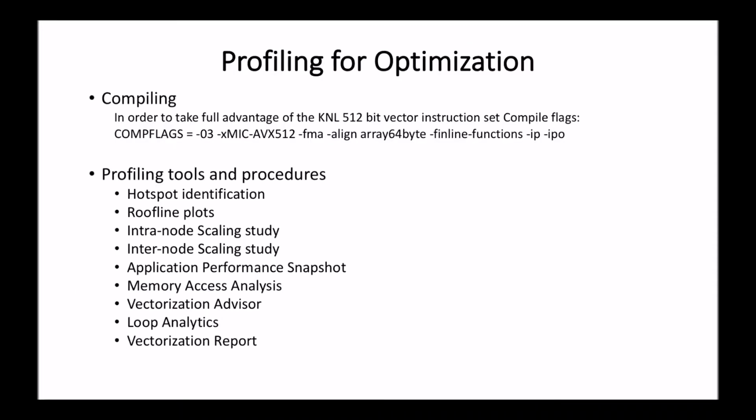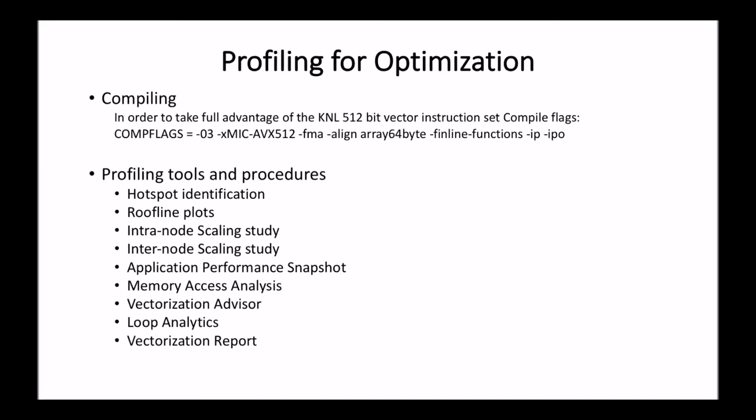Okay. So in order to profile for optimization and get the best performance, we want to take advantage of the most up-to-date vector instruction set. And for the KNL, that's the MIC-AVX512. And you can specify this in your compiler flags with the -x MIC-AVX512. This is also available for the Xeons like Skylake, but in that case you would use -x CORE-AVX512.